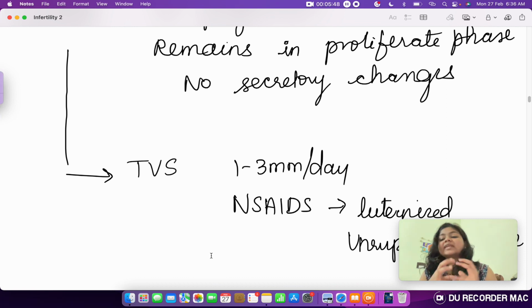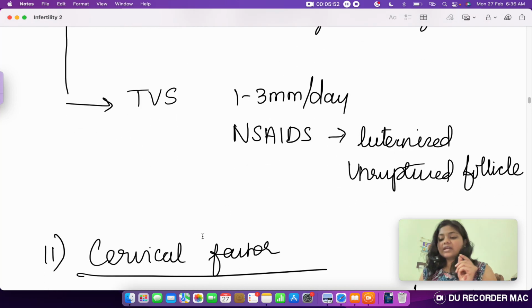When the patient is taking NSAIDs, what happens is there will not be any rupture. So it results in luteinized unruptured follicle. So any women in a reproductive age group wishing to get pregnant should not take NSAIDs.